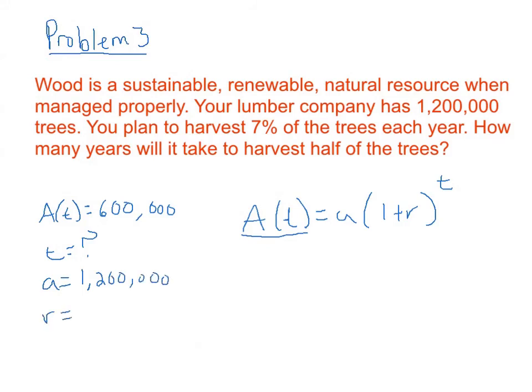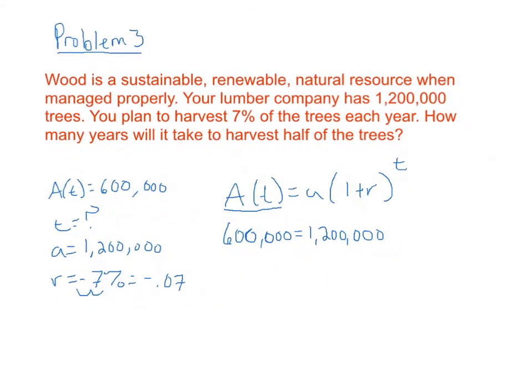And then the rate is going to be 7%. Now, we're taking away, so that should be a negative 7%. But when we put it into the equation, remember we can't put in a percentage, so we have to put it in as a decimal. To do that, we move the decimal 2 spots to the left, so it's negative 0.07. So now let's plug in everything that we know. We have 600,000 is equal to 1,200,000 times 1 plus r. Here my r is negative 0.07, so it would be 1 minus 0.07 to the power of t.